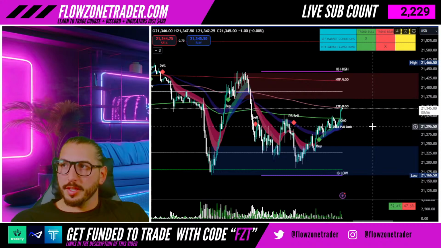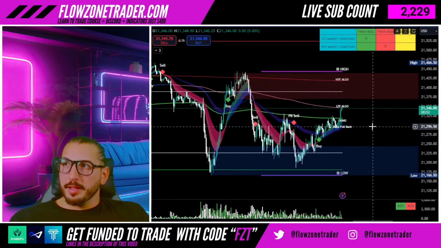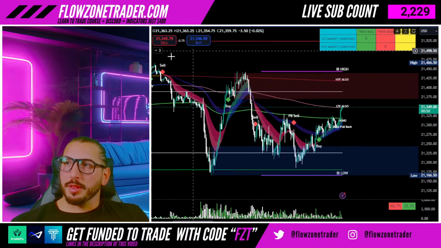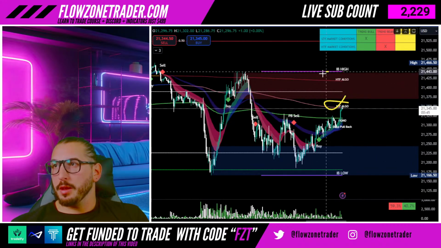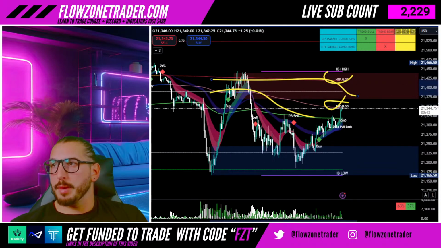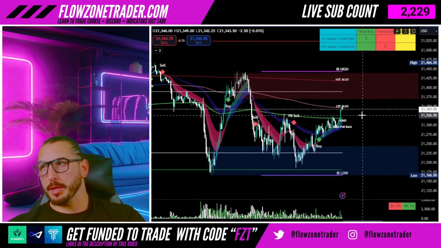So tagging the lower time frame algo here. Remember, the higher time frame momentum technically is still bearish with the lower time frame algorithm below the higher time frame algorithm. This is below this, so technically we're still in a bear cycle on the higher time frame while it builds out liquidity.